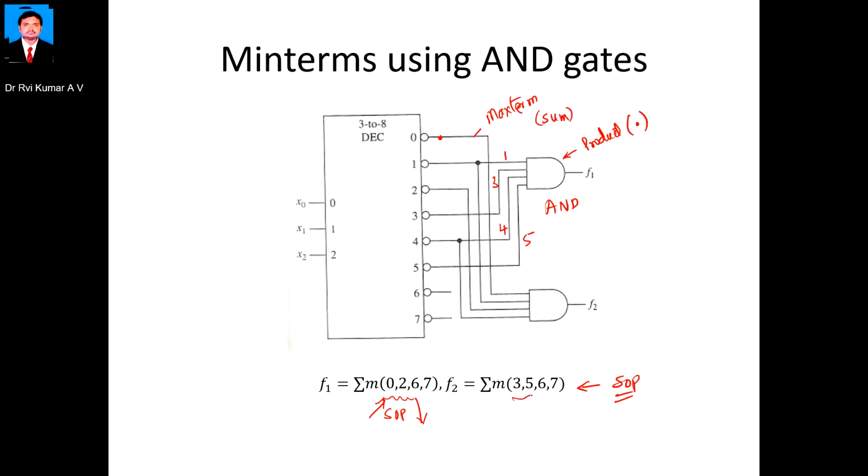Similarly 3 5 6 7, so here I will take the remaining terms 0 1 2 and 4 to implement f2. f2 is taken as 0 and 1 and 2 and 4 by using the AND gate. If you want to take the same terms, you can use a NAND gate.